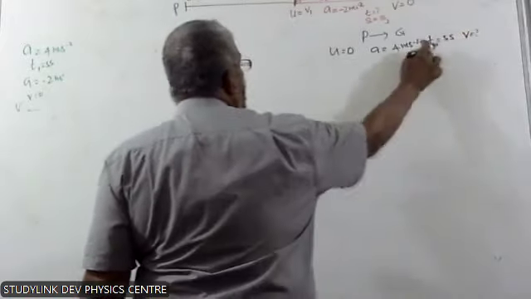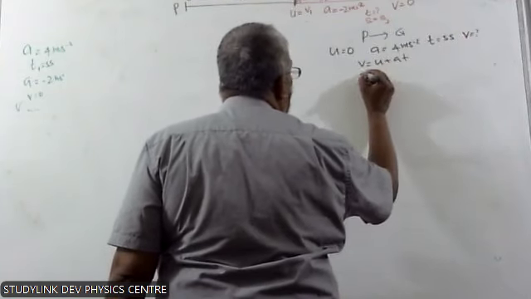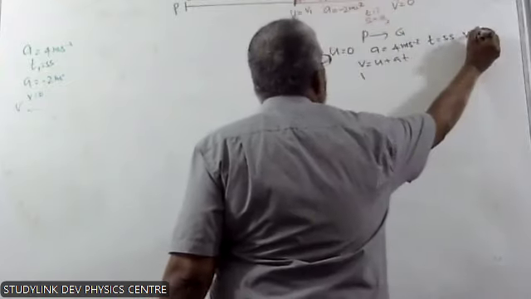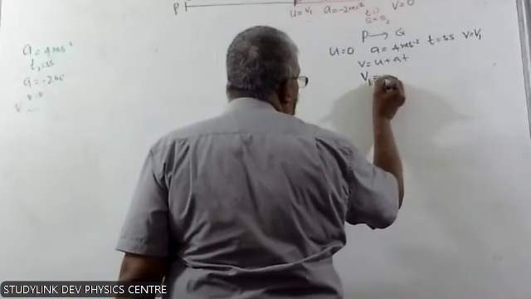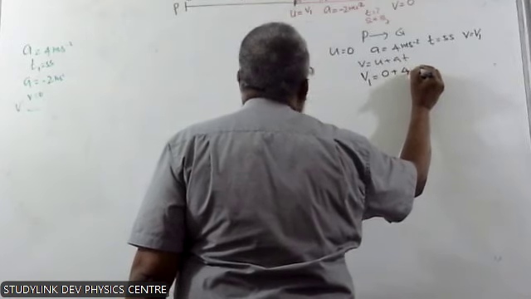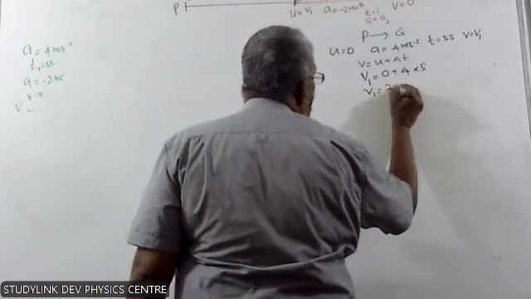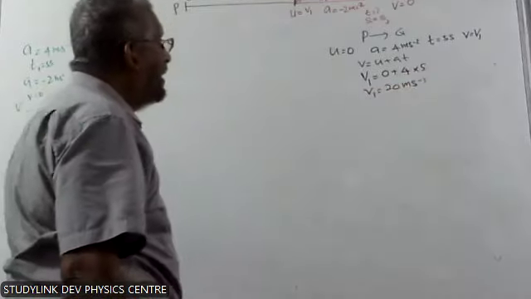V, U, A, T: V equals U plus AT. Here we can write V as V1 because we consider V1. V1 is 0 plus 4 into 5. Then V1 is equal to 20 ms⁻¹. That is the first part.